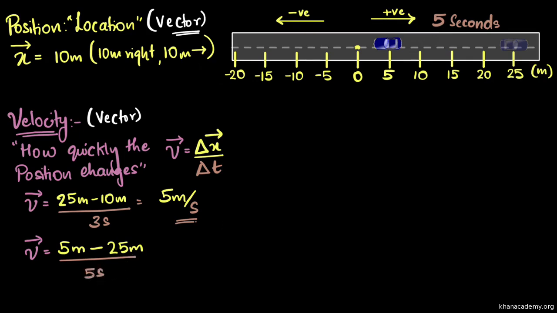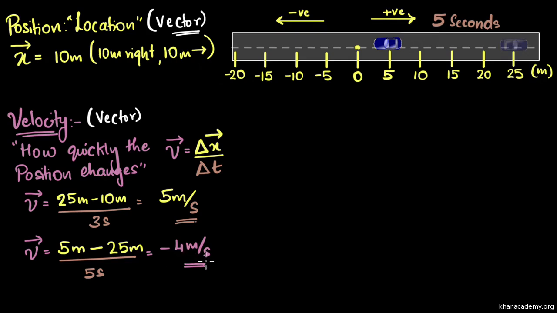And so what will we get? Well, this is 5 minus 25 is minus 20. Minus 20 by 5 is minus 4. So this time I would get minus 4 meters per second. Again, what does this mean? Well, again, the minus sign is saying that the position has changed to the left over here. And that makes sense. We literally see the position has changed. The new position is to the left side of the initial position. So that's what the negative sign says.